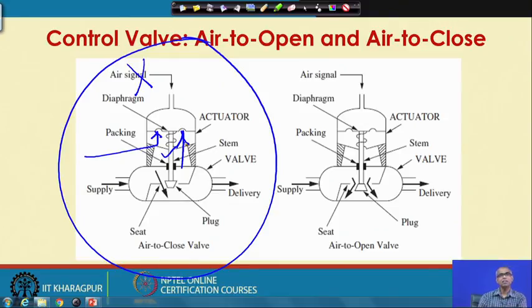Here I do not change the shape of the plug, but I change the point where I am applying the pressure. For the air to close valve, in this particular control valve, I was applying pressure on the top of the valve. Here, if I apply pressure below the diaphragm, as the pressure signal increases, the valve stem goes up. So, that increases the opening and the valve allows more fluid to pass through it. So, it becomes an air to open valve.